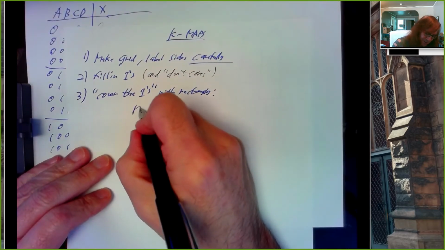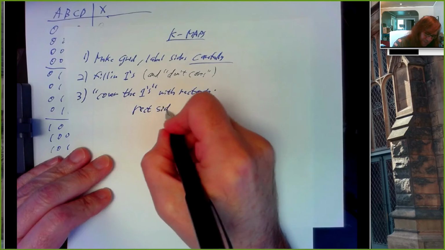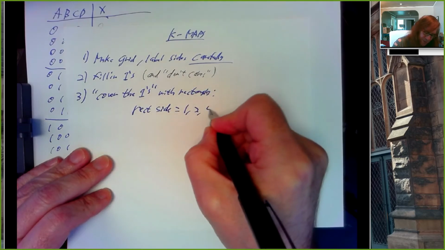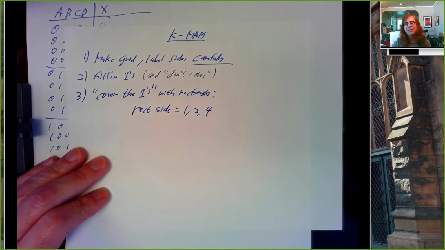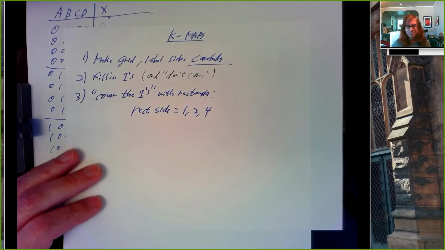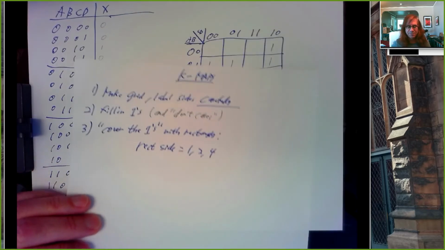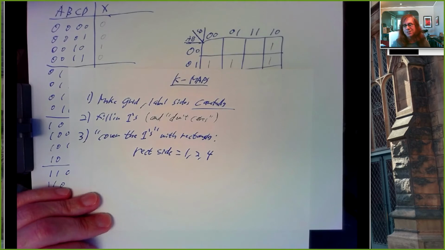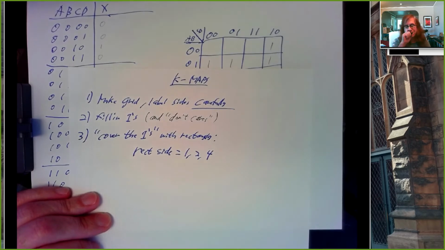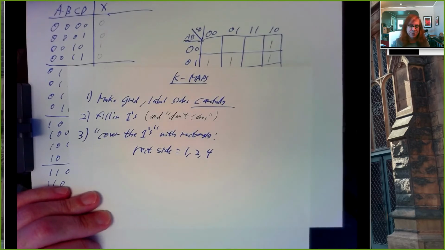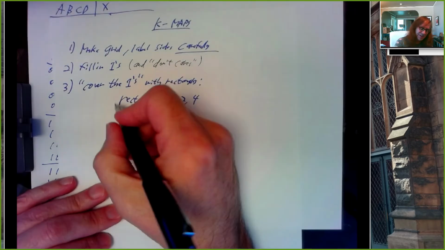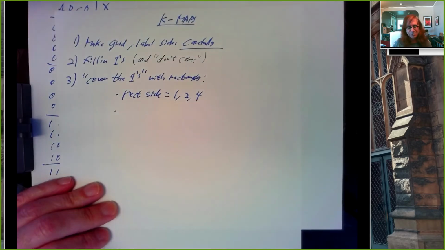So rectangle side has to be either 1, 2, or 4 in length. We can't have rectangles with a length of 3 or a height of 3. So we can draw a 1 by 1, a 2 by 4, a 1 by 4, and so on, but we can't draw like a 2 by 3. So rectangles have to have sides that are a power of 2.